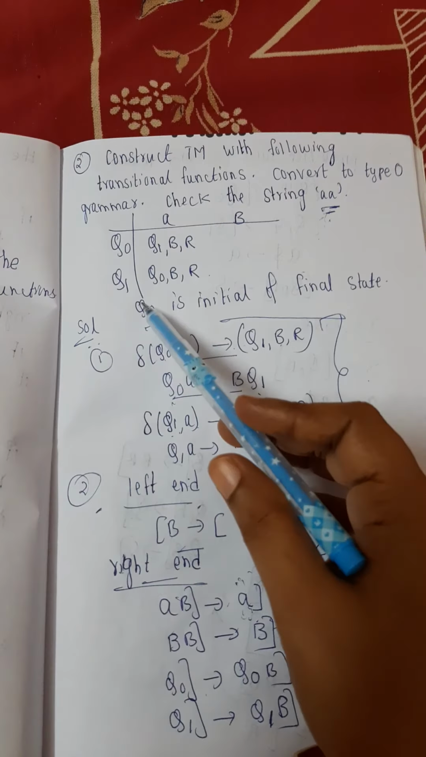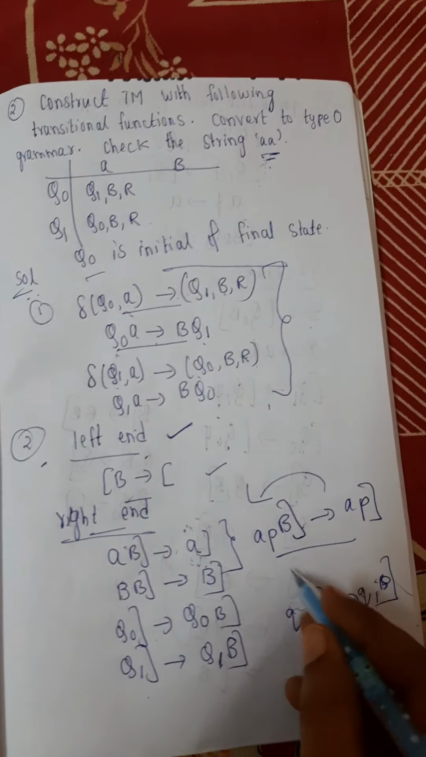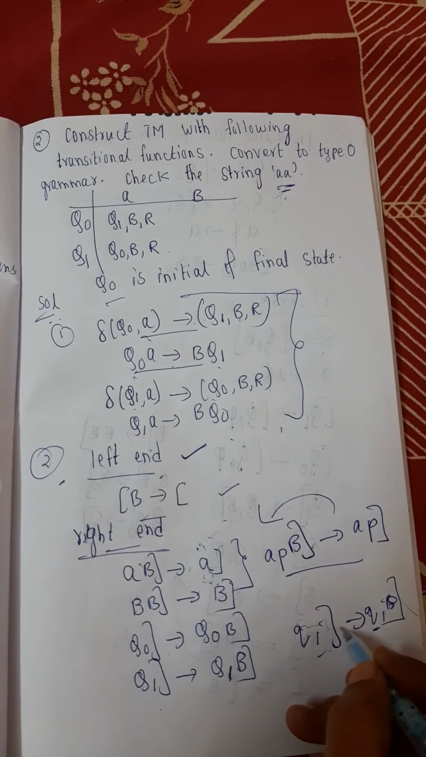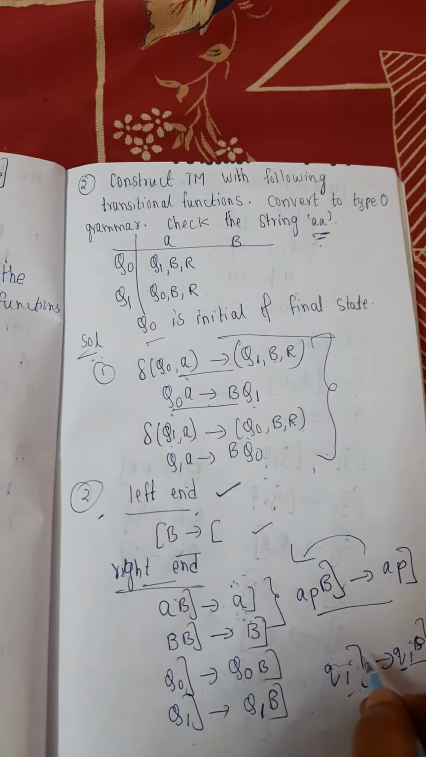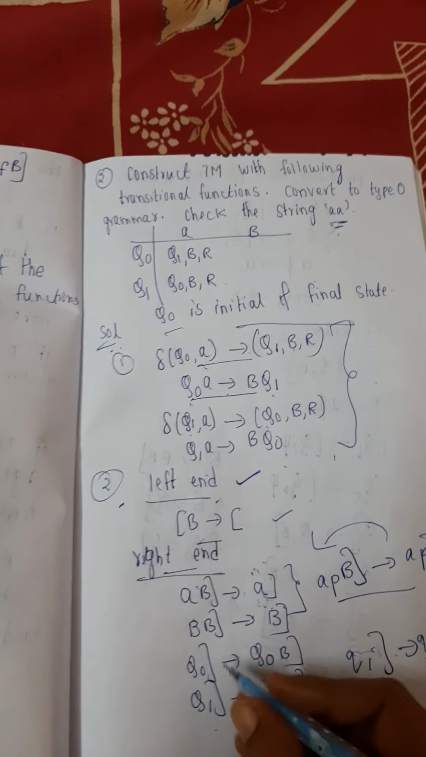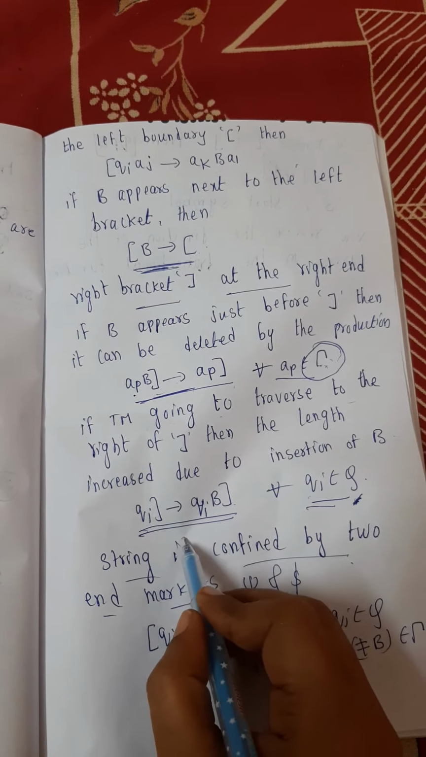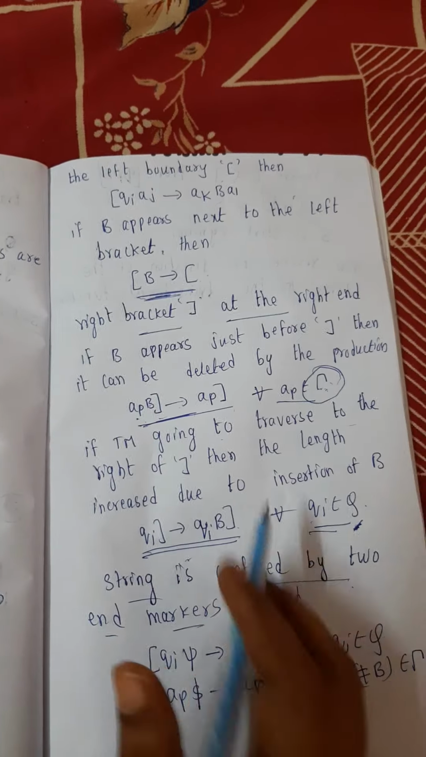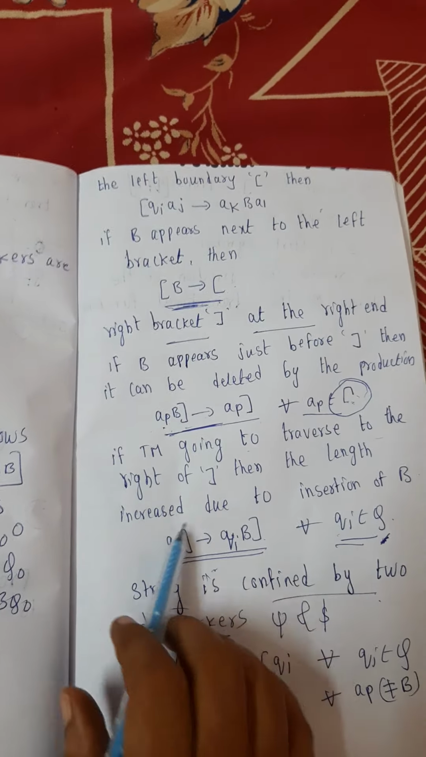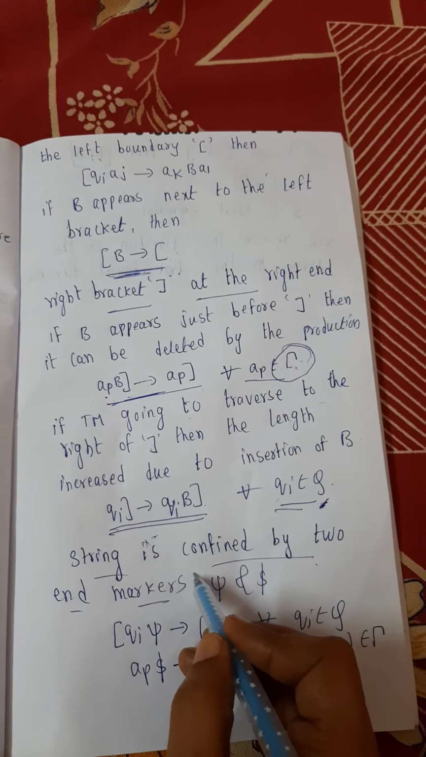And what is another one you have? Q1. So Q1 and right hand marker tends to Q1 B. So this is for the right hand marker you have taken, and this is for the right hand marker and left hand marker. Right, for these two we have done. Now we have another one.